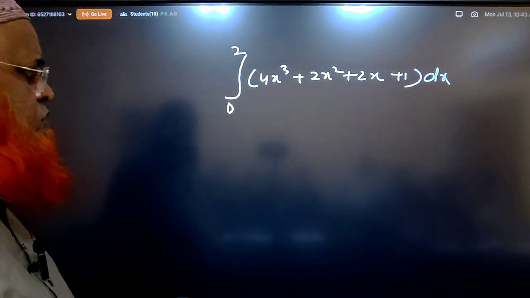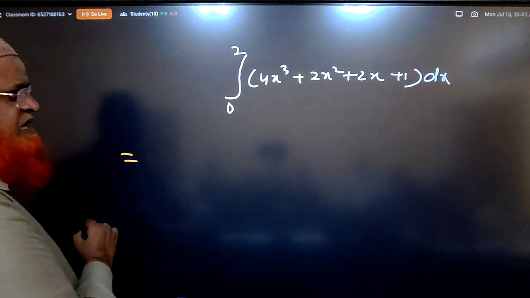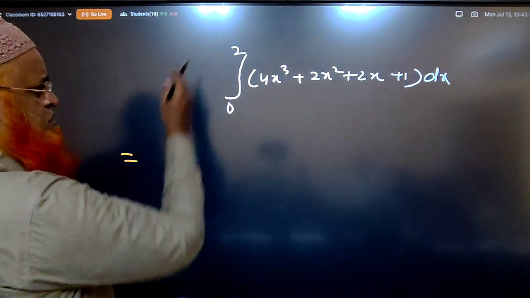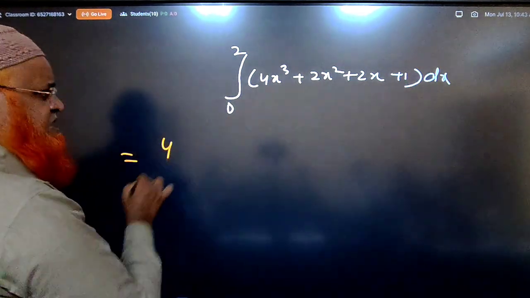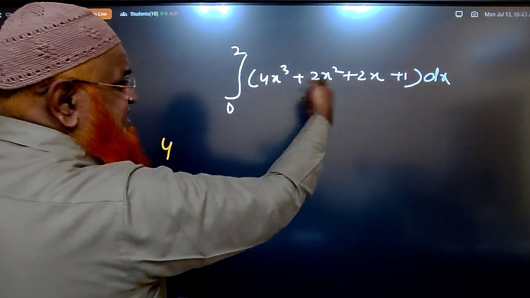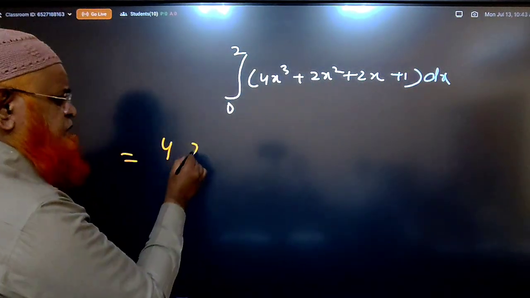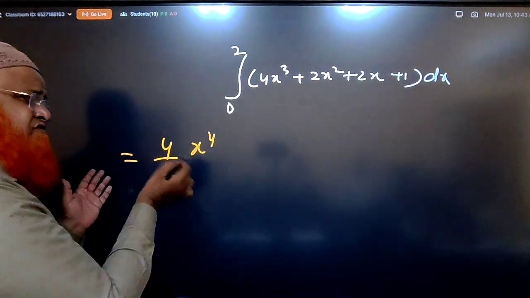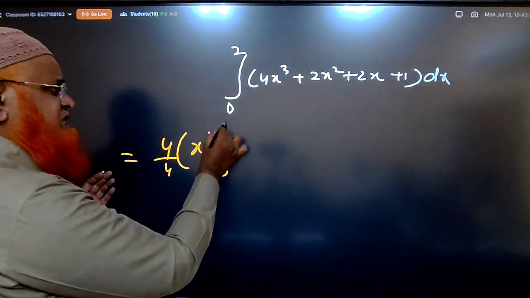Now, how do you do this one? Just by taking the definite integrals, which means limits also you have to consider. 4 you write like this as it is, x cube into dx. In every term dx comes here. So x power 4 by 4, I am writing here 4, so that it will be easy to apply the limits.